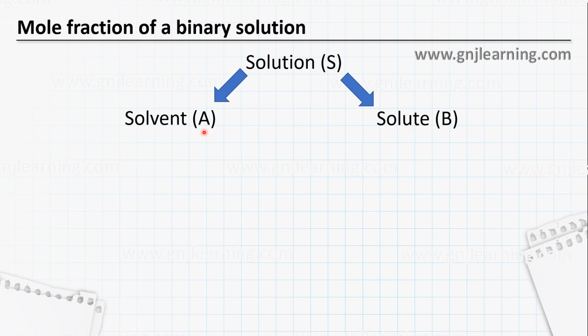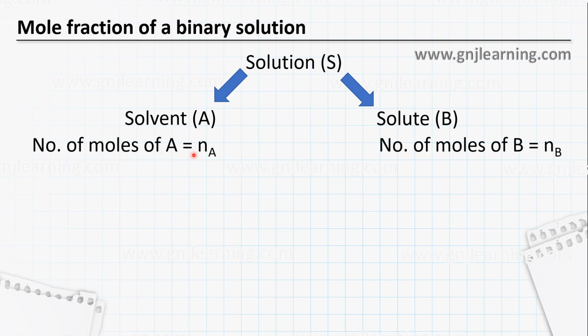This is a general case. We generally represent solvent as A and solute as B, or sometimes we represent solvent as 1 and solute as 2. So for the solution S, the solvent can be represented as A or 1, and the solute as B or 2. Clear? The number of moles of A is Na, and the number of moles of B in that solution is Nb.